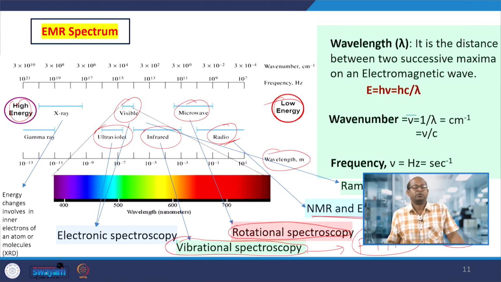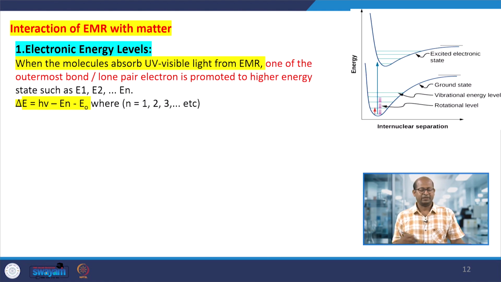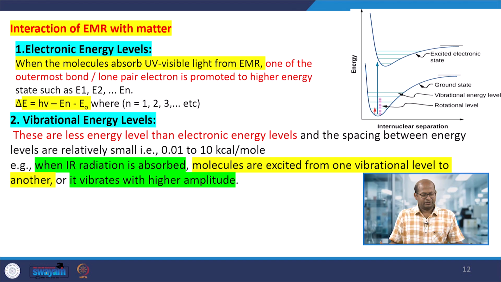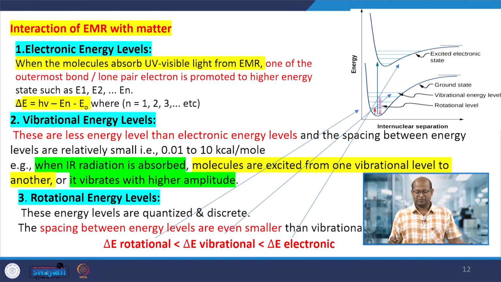Apart from that there is the visible range and the ultraviolet range, which can be used for UV spectroscopy, and X-ray, which is used for X-ray diffraction analysis. This is just to get an idea about the electromagnetic radiation ranges and the particular ranges that are being used for FTIR spectroscopy.